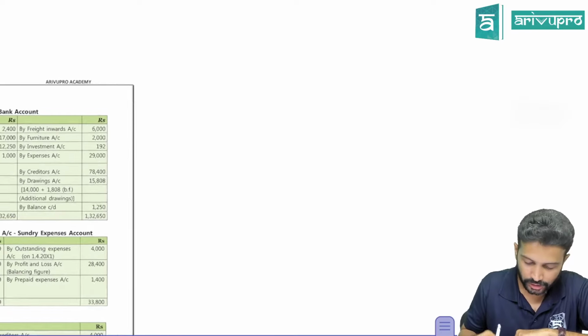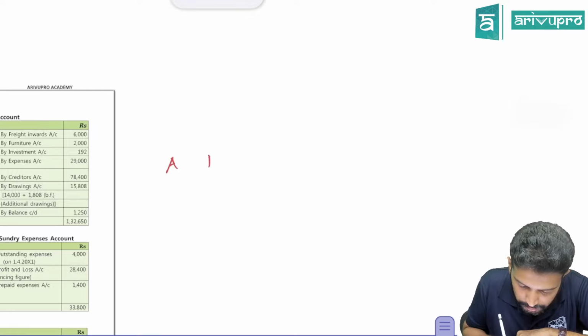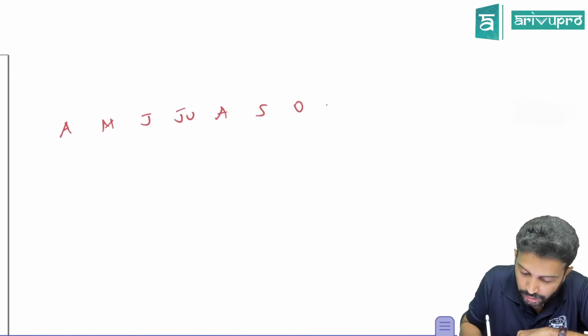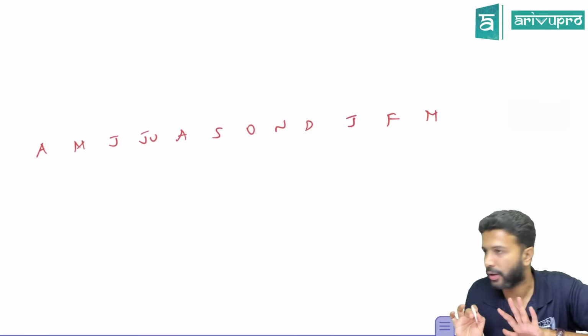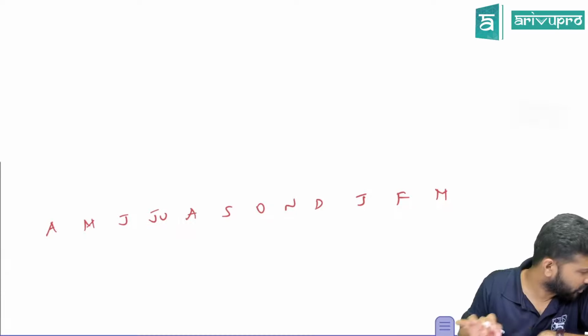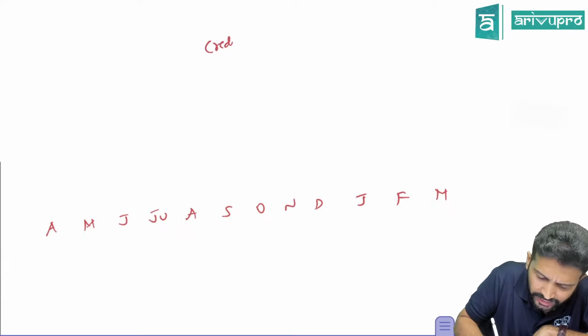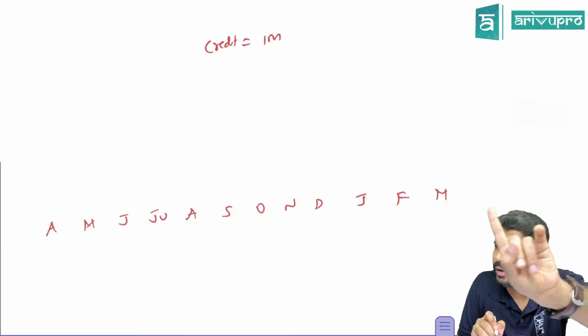Let me just decode it for you. I'll just put some extra data and see. April, May, June, July, August, September, October, November, December, Jan, Feb, March. I'm taking the whole year. Okay, sir. Let's assume for the sake of example, I'll come to this problem a little later. For the sake of example, credit period is, let's say, 1 month.